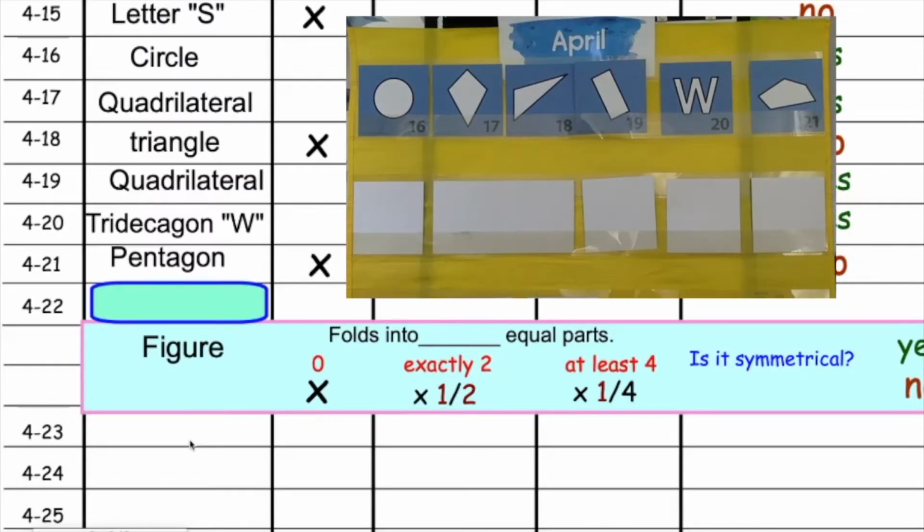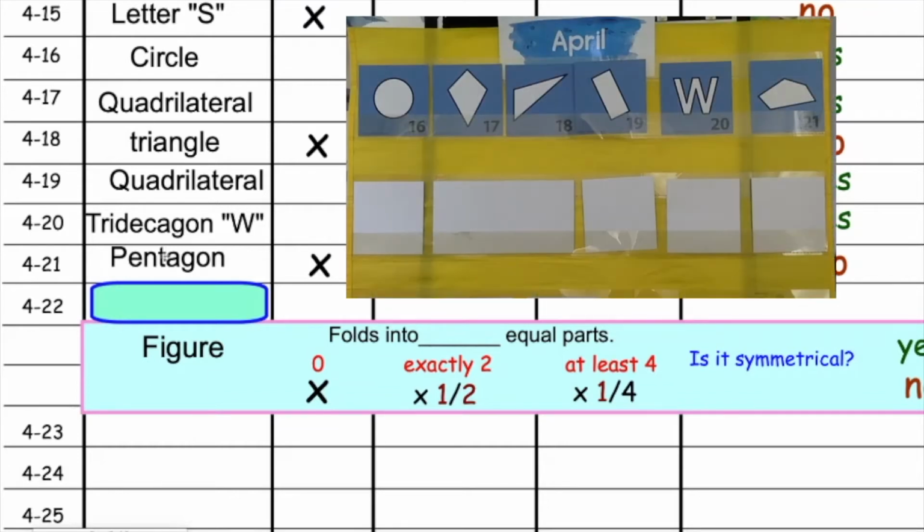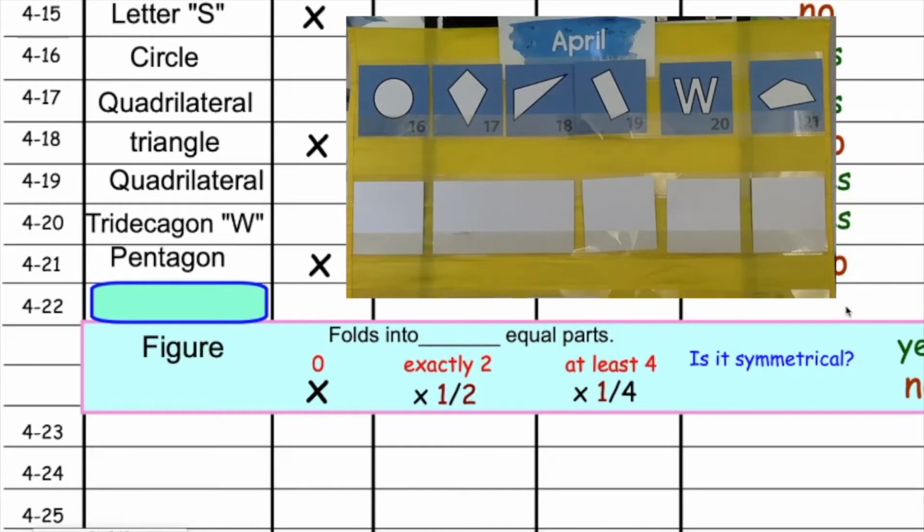So on your screen, you're going to see both our observation chart and our calendar cards. And I want you to take a look at both of them and think about what kind of 2D shape we'll have today and if that shape will be able to fold into any equal parts. Yesterday we had this pentagon that did not fold into any equal parts. So take a look at our pattern so far. Seems to be going 1/4, 1/2, no, 1/4, 1/2, no. And no, yes, yes, no, yes, yes, no. So with that information, make sure you make a prediction about what you think today's shape will be and share that with someone nearby.